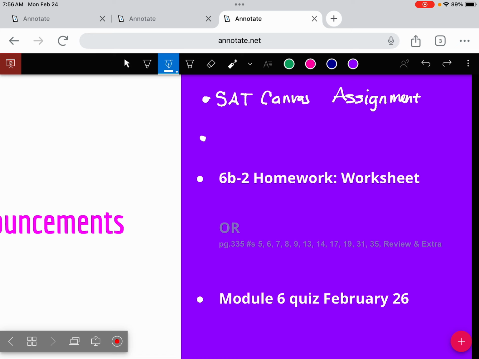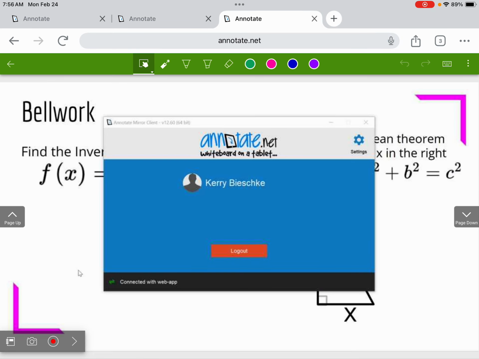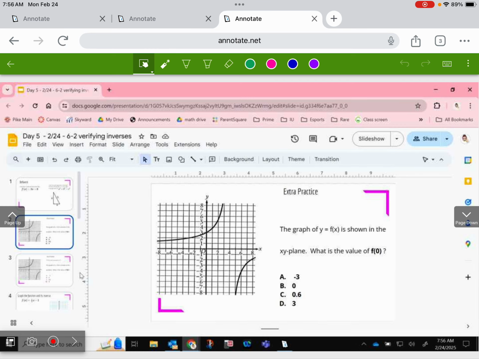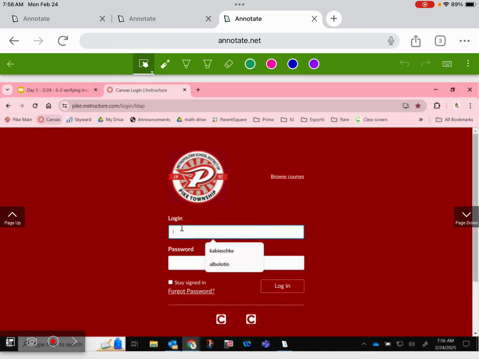Let me switch to here so I can show you where things are on Canvas. Oh, you found it? Okay. You're not the only person I've seen have that issue. I'll search over here.